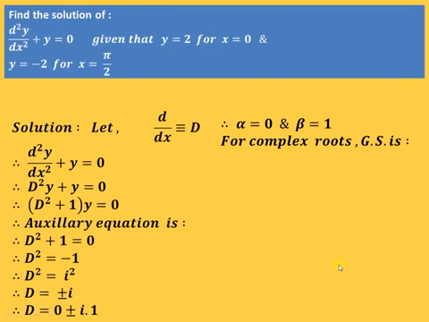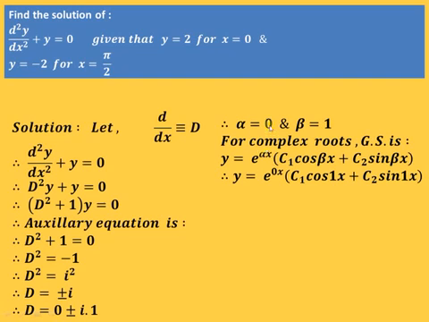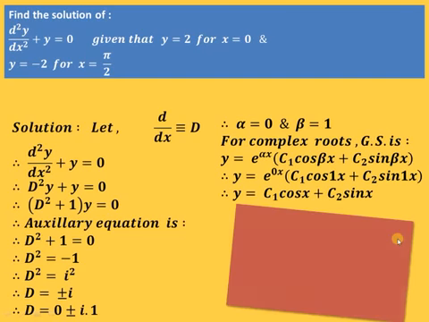Now whenever we have complex roots, the general solution is given by e raised to alpha x into bracket c1 cos beta x plus c2 sin beta x. Now substitute the value of alpha. Alpha is 0, so we can substitute that over here, and beta is 1, so that value also we can substitute over here. So e raised to 0 is 1, so ultimately we are getting c1 cos x plus c2 sin x as our general solution.